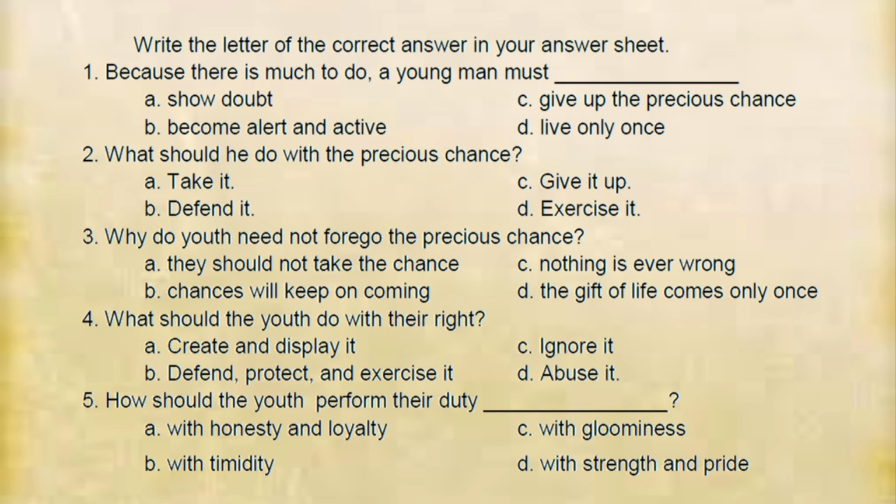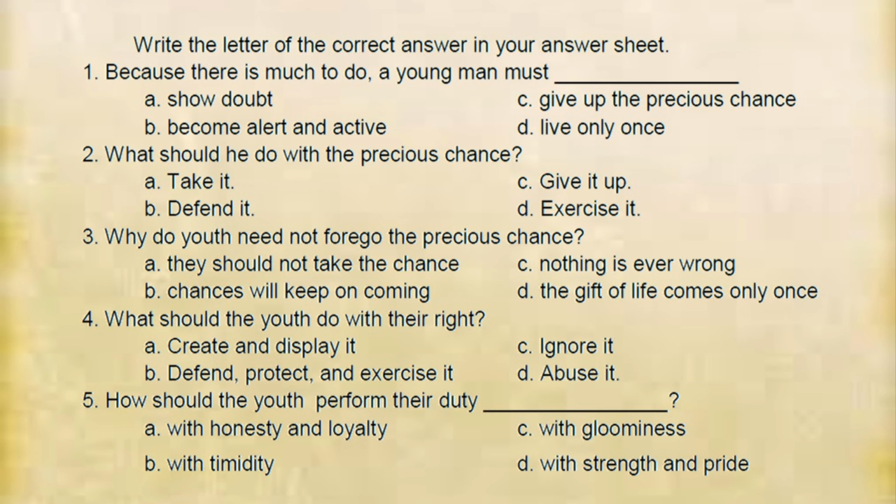Write the letter of the correct answer in your answer sheet. 1. Because there is much to do, a young man must, blank. A. Show doubt. B. Become alert and active. C. Give up the precious chance. D. Live only once. 2. What should he do with the precious chance? A. Take it. B. Defend it. C. Give it up. D. Exercise it.